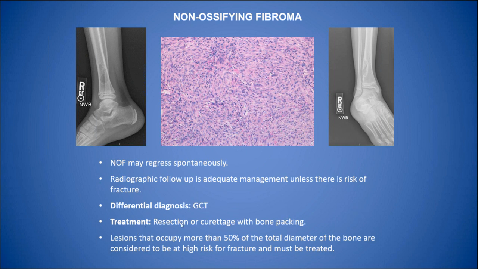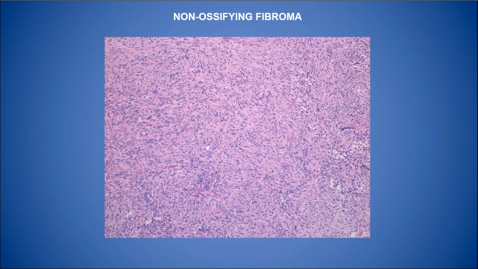The treatment is curettage and bone packing or resection, depending on the dimensions of the lesion. When there is a risk for pathological fracture, it is always necessary to treat. Other than that, just follow up. Here we have a beautiful one with a storiform arrangement of bland spindle cells, giant cells, and some foamy or vacuolated histiocytes.